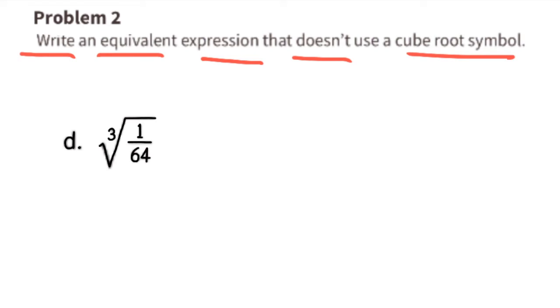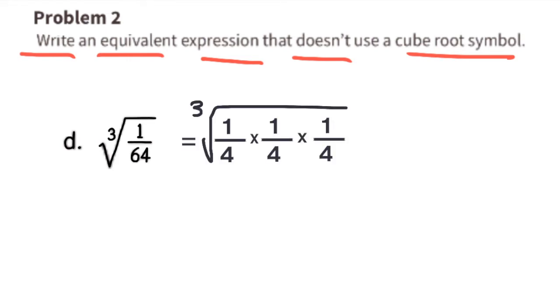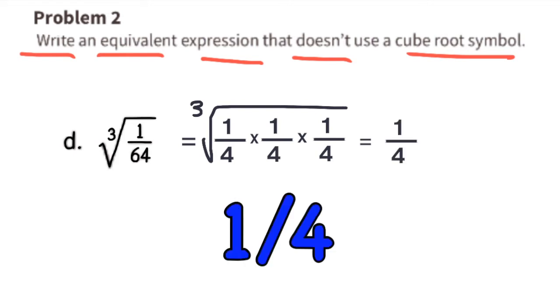D. The cube root of 1 over 64. What number times itself 3 times equals 1 over 64? Since 1/4 times 1/4 times 1/4 equals 1 over 64, then the cube root of 1 over 64 can be expressed as 1/4.